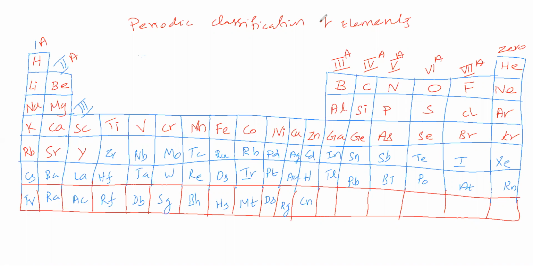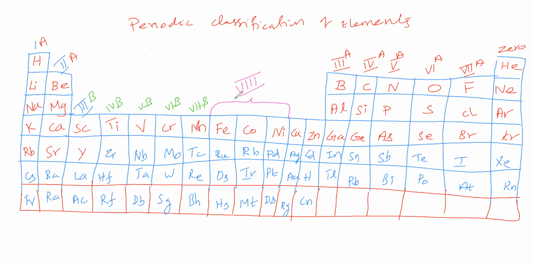Then for these we will write B. It is group number 4B, 5B, 6B, 7B. Then this iron family, cobalt family, nickel family together as the 8th group.